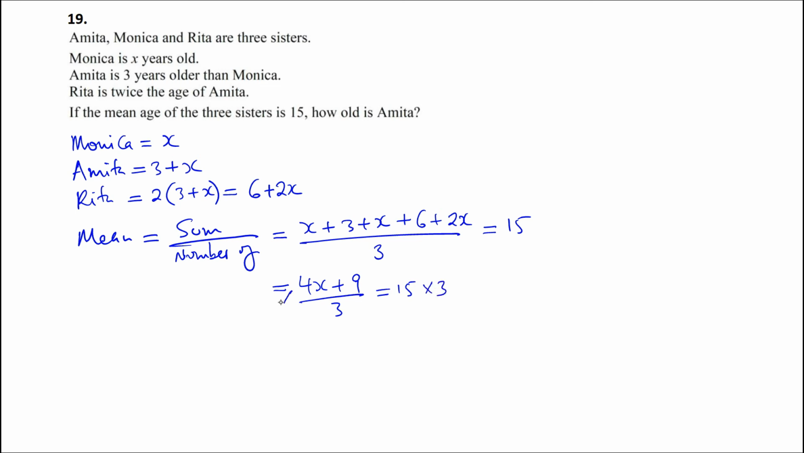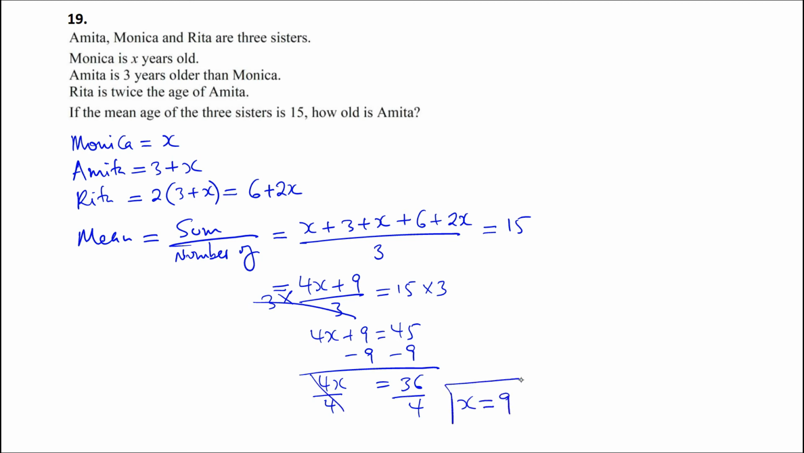So multiply by 3 on both sides. So we have 4x plus 9 will be equal to 45. Subtract 9. So 4x will be equal to 36, divided by 4. So x will be equal to 9. All right, so which means Amita's age will be equal to 9 plus 3, which is 12.